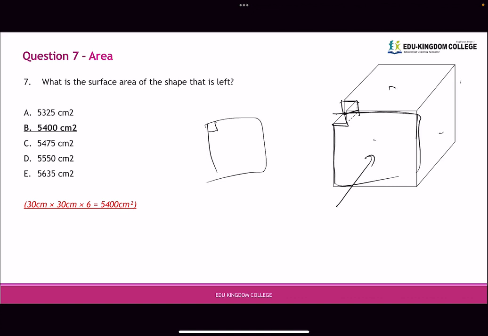If you don't believe it, just try and add up all these little bits first, and then add up the little bits after. Either way, you're going to get the same answer, but this is a lot quicker. So whichever view you look at it from, you're going to get the same 30 by 30 square. And then 30 by 30, which is the area of one square, times 6, because we have 6 squares, equals 5,400 centimeters squared. So part B is your answer.